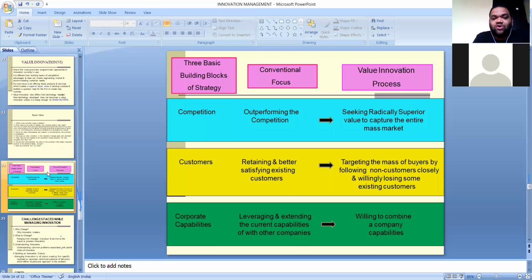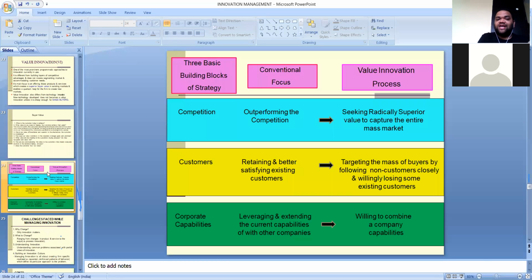The next one is corporate capabilities. Here the conventional focus is leveraging and extending the current capabilities that we already have. In the innovation process, it means having partnerships and alliances, with mutual understanding and mutual benefits, and being willing to combine company capabilities. That also comes under value innovation.